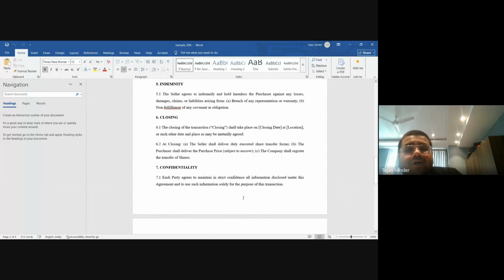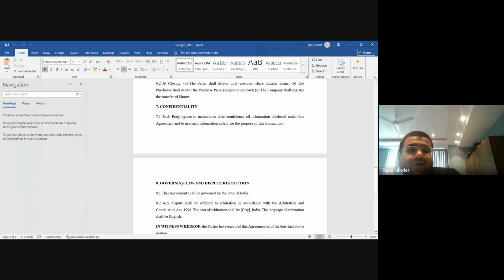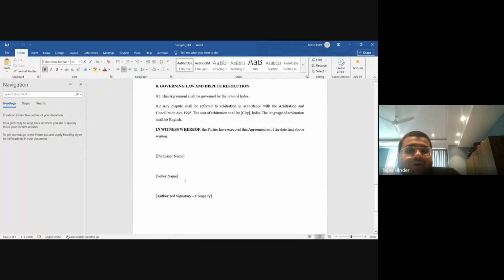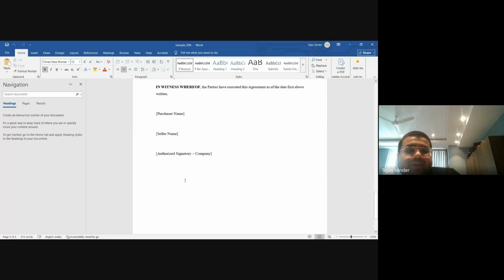Then you have your closing, which is where and when the agreement will be closed. And of course your post-closing obligations: the seller delivering duly executed share transfer forms, the purchaser delivering the purchase price, subject to escrow, and the company registering the transfer of shares. Then you have clauses like confidentiality, governing law and dispute resolution, and the parties signing it: the purchasers, the sellers, and the authorized signatory on behalf of the company whose shares are being transferred.